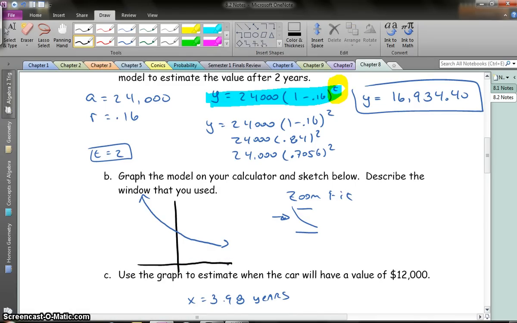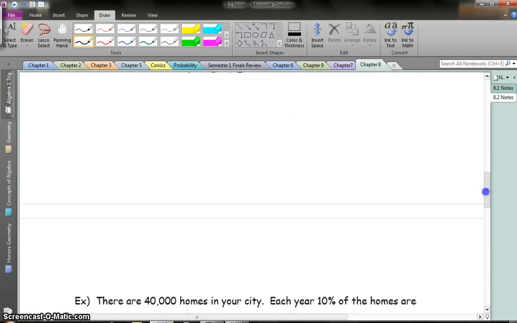And the calculator can be a little tricky, so we'll take some time in class tomorrow, and we'll type this in and talk about fixing our window and making sense of it a little more. But you should get a solid grasp on that based on the work we've already done. Okay, let's go to the back.